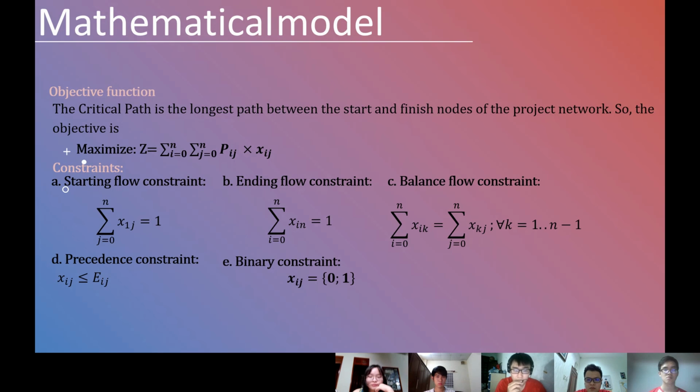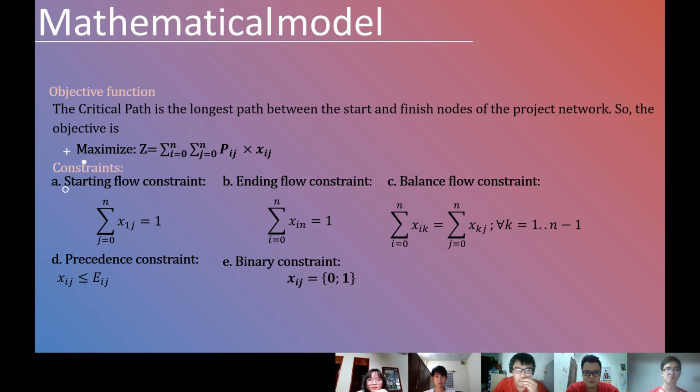Our problem has only one beginning node and final node, so the critical path must go through both. Also, it's important to assure that each Xij follows the previous constraints. Our project has 5 constraints. It's about starting flow constraints with sigma j from 0 to n, X1j equals 1. The next is ending flow constraints.